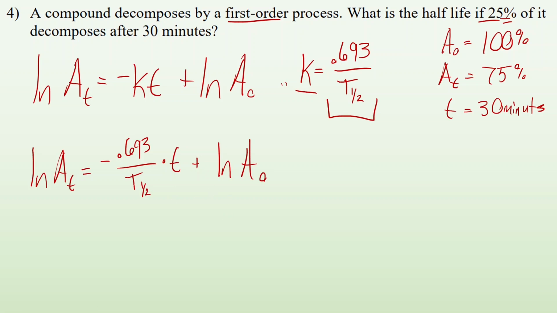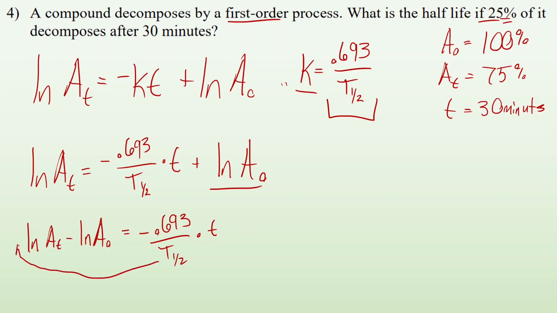So I'm trying to get t1/2 by itself. They're asking me for the half-life. So let me do some math. I have to subtract the natural log of the starting amount from each side. So I end up with ln of At minus the natural log of A0 equals negative 0.693 over t1/2 times t. So now I want t1/2 out of the denominator, so I'm going to move it to the top over there.